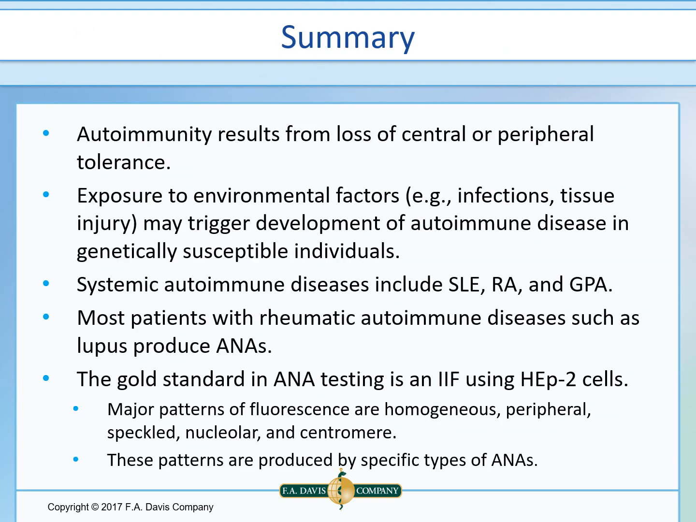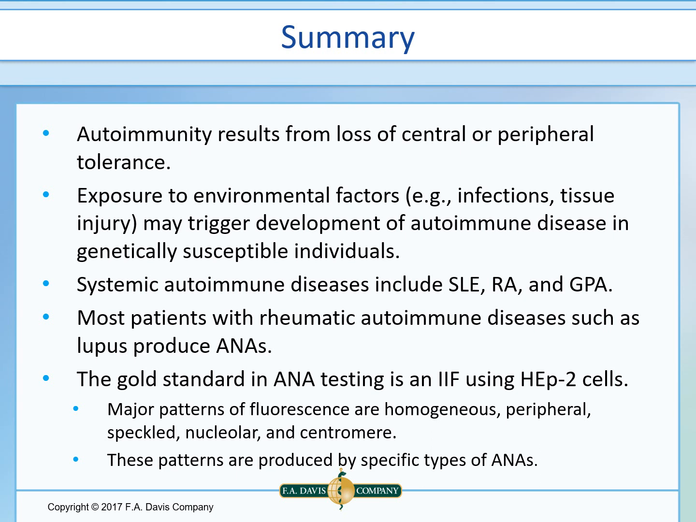The major points discussed in this chapter include the concept of autoimmunity resulting from a loss of central or peripheral tolerance. Environmental factors may trigger the development of autoimmune disease in genetically susceptible individuals. Systemic autoimmune diseases include those such as lupus, rheumatoid arthritis, and Wegener's granulomatosis. Most patients with rheumatic autoimmune diseases such as lupus produce anti-nuclear antibodies, and the gold standard in ANA testing is indirect immunofluorescence using Hep2 cells.